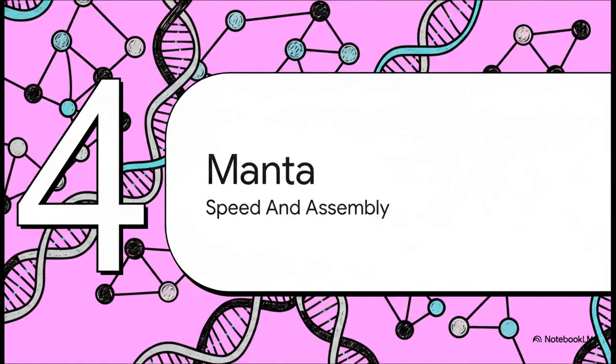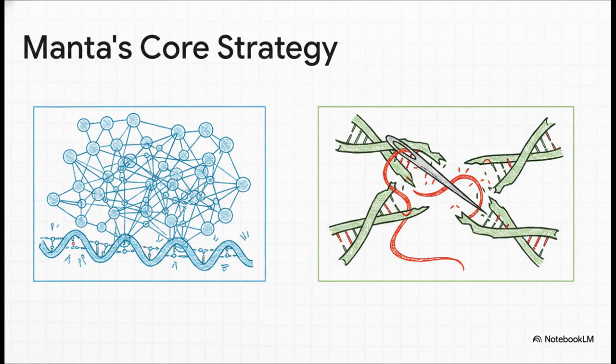All right, Section 4. Let's talk about MANTA. This one is all about speed and assembly. So while Lumpy uses probabilities to build its case, MANTA takes a totally different route. It relies on a graph-based methodology. MANTA's core strategy involves two major phases.